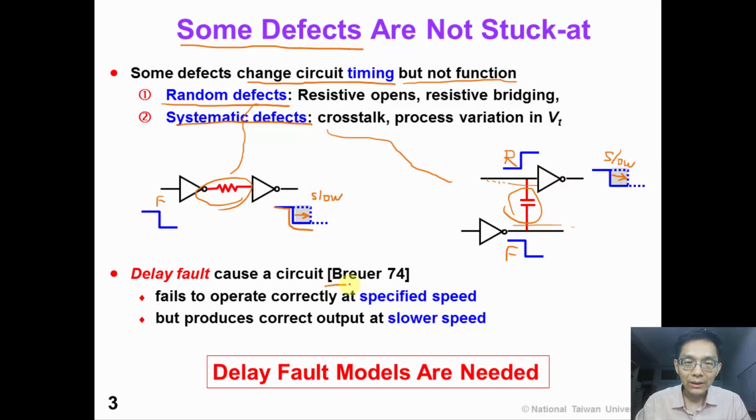So in 1974, Professor Brewer proposed the delay fault model. A delay fault causes a circuit to fail to operate correctly at specified speed, but it produces correct output at slower speed. So delay fault models are important, especially for advanced technologies.